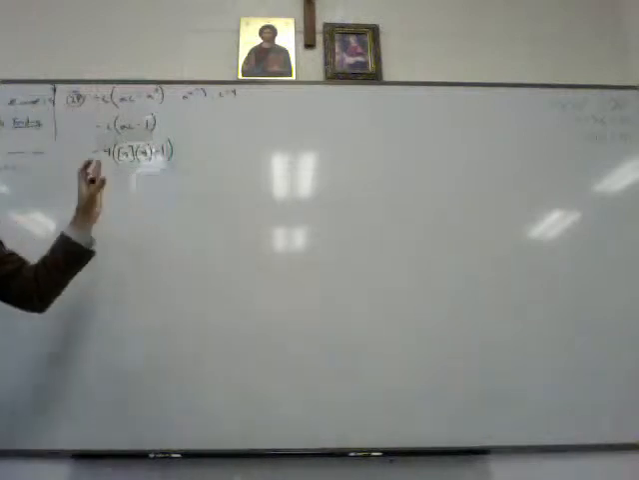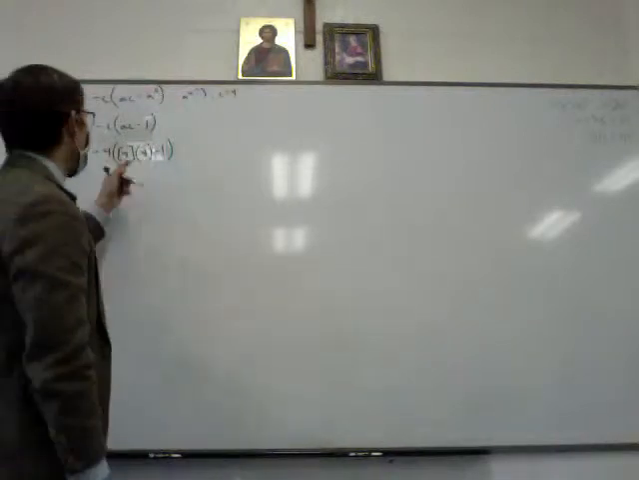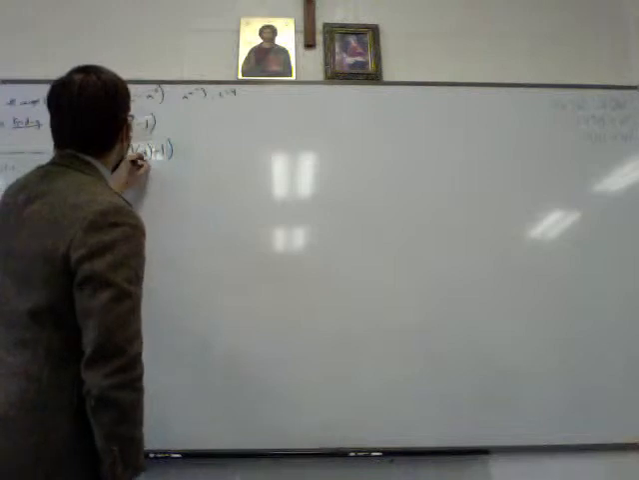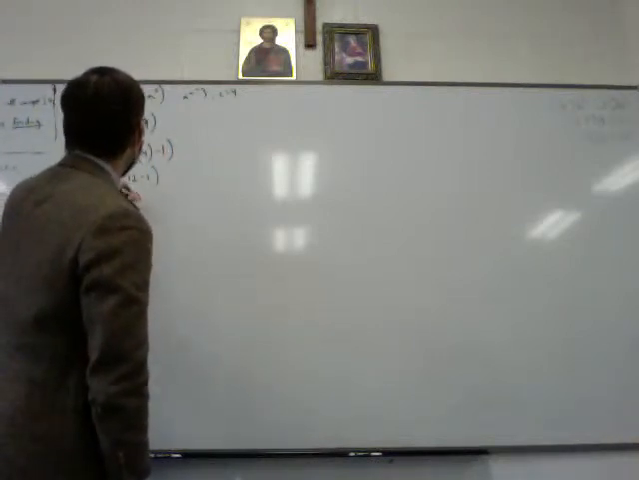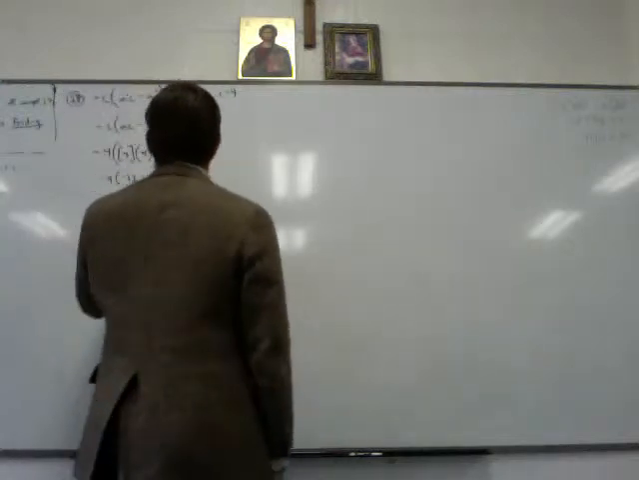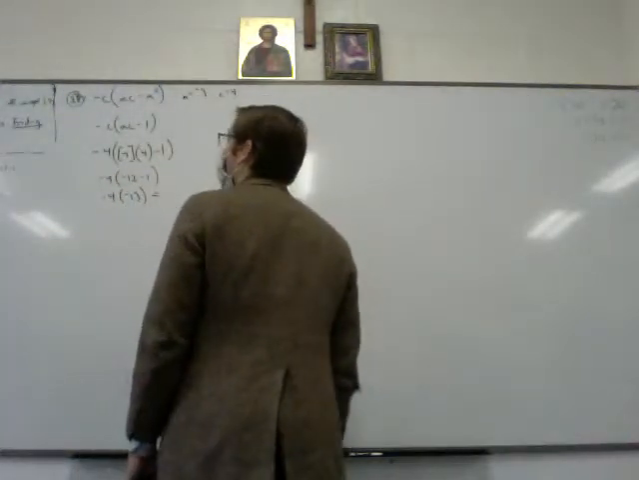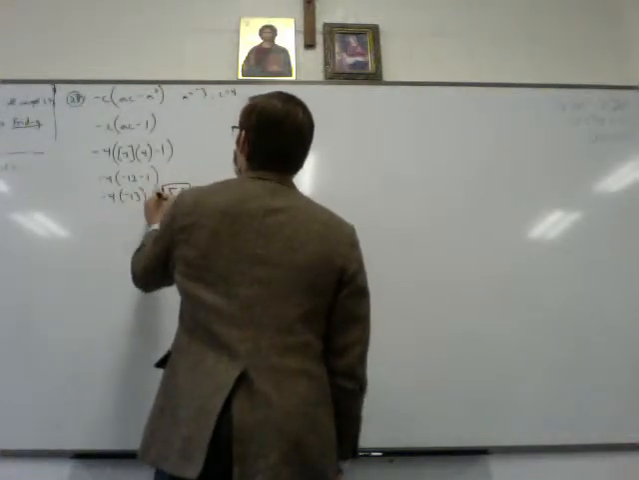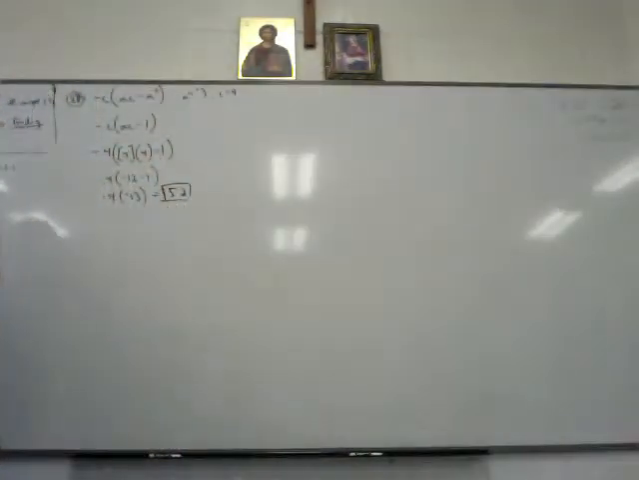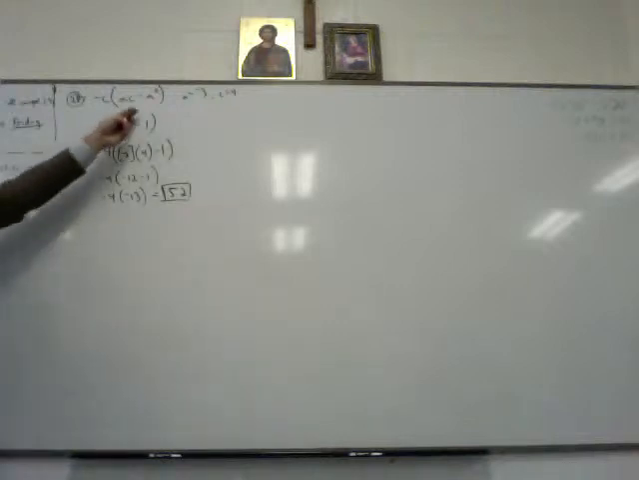Everybody see how that plugs in? Inside the parentheses we do multiplication, and we get negative 12 minus 1, which is negative 13. Negative 4 times negative 13 is positive 52, because a negative times a negative gives us a positive. And there's 28. Make your life easier.